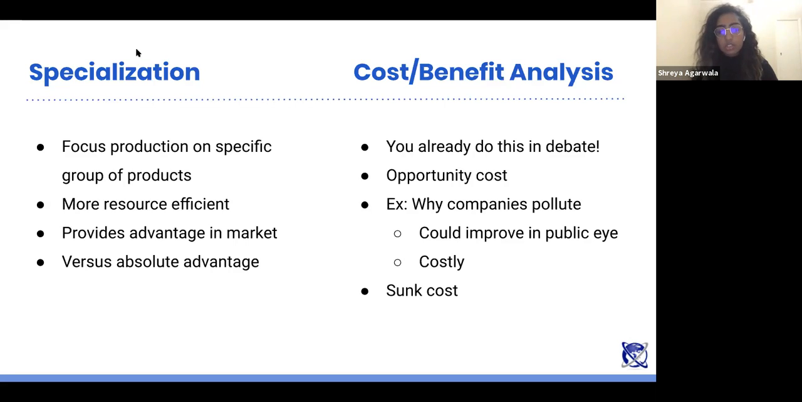On the other hand, there's something called a sunk cost. This occurs when we've made a decision, and it's not something we can reverse or change. So it's just kind of, we're committed.